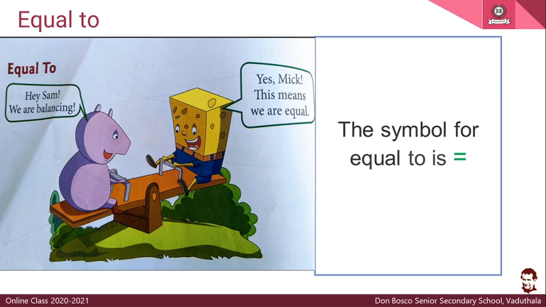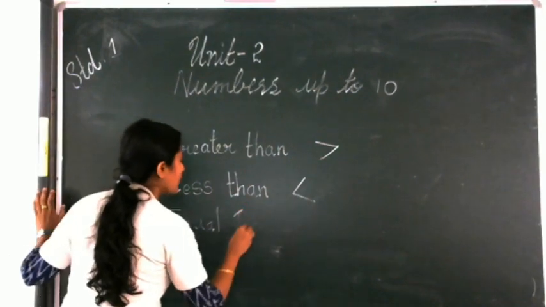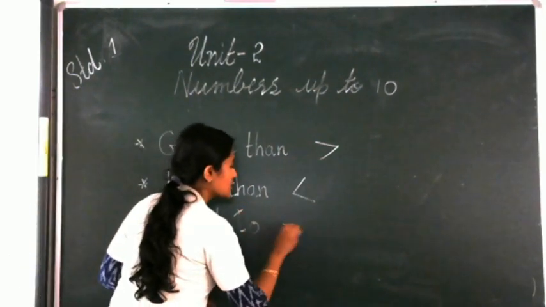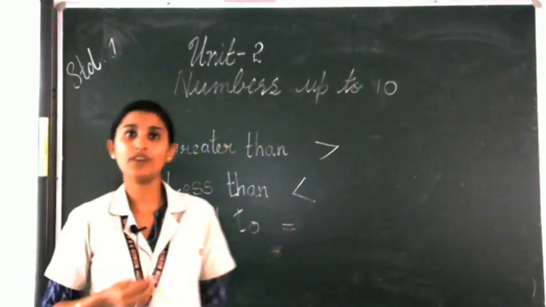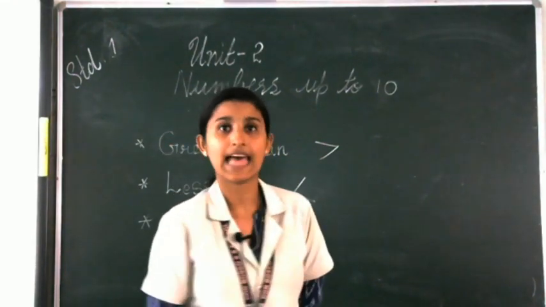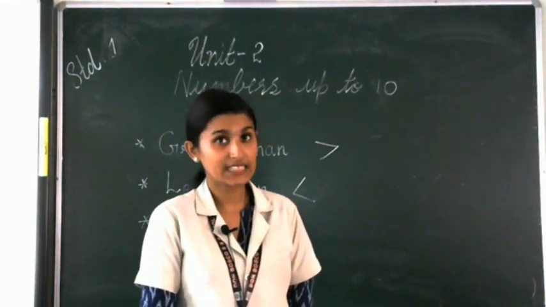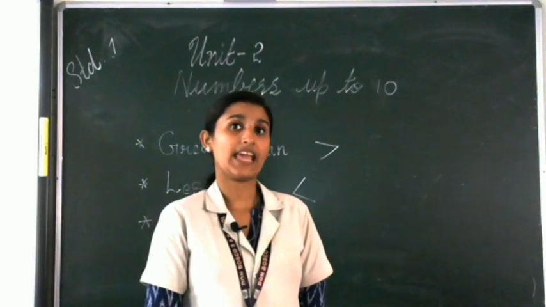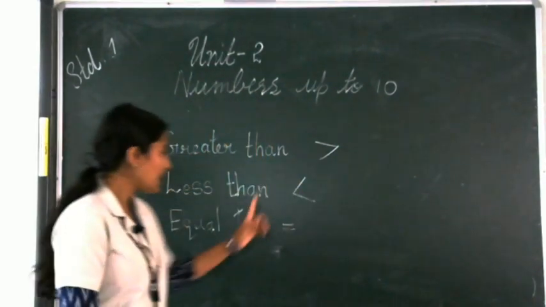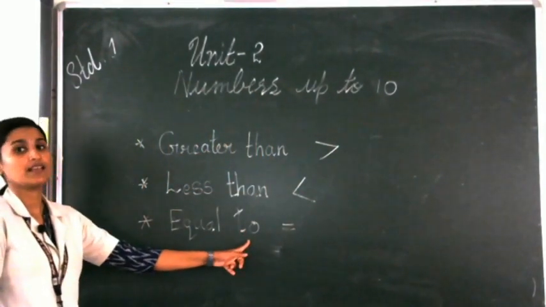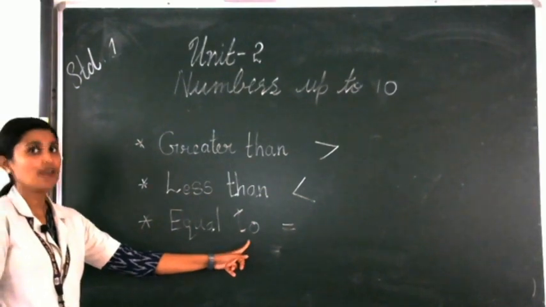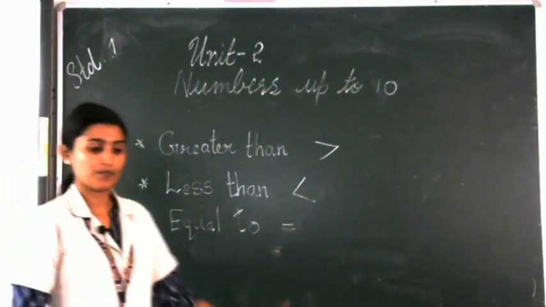So, they are equal. Now, do you know the symbol of equal to? Yes, this is the symbol of equal to. Here, Sam and Meg are balancing each other. So, we say that they are equal. And the symbol of equal to is this.